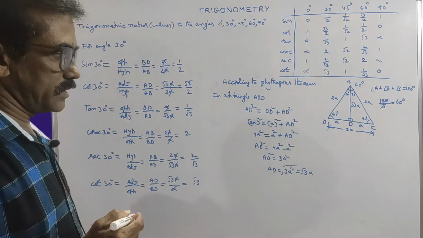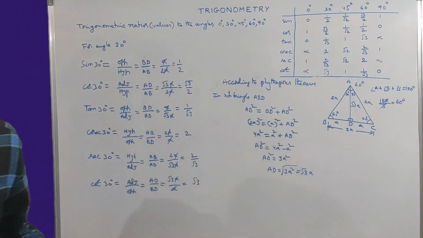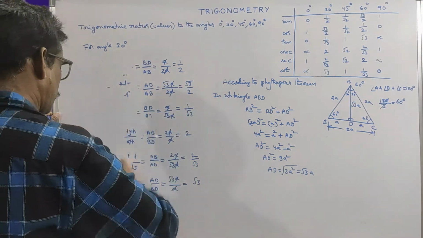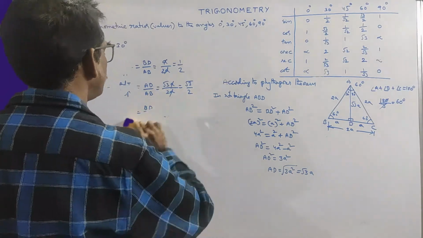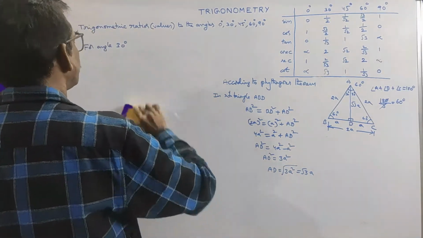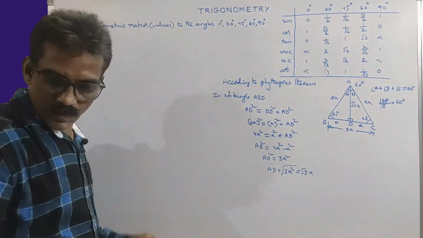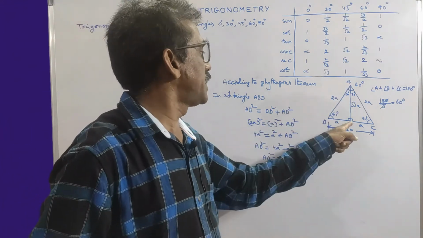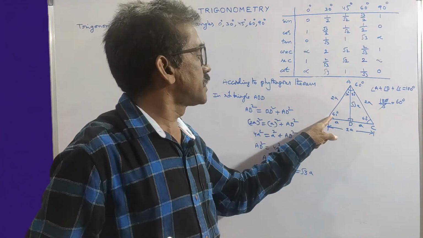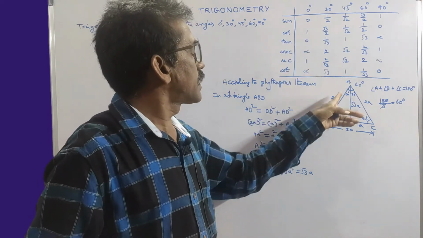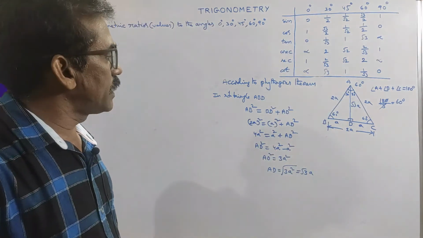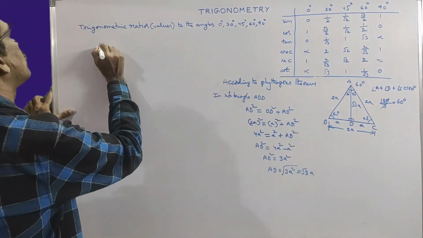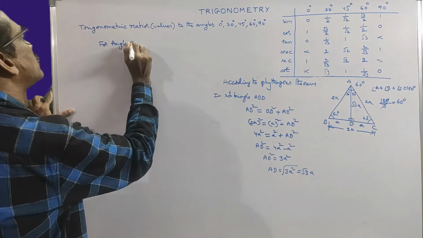Next, 60 degrees. See, in this triangle ABD, this is 30 degrees and here 60 degrees is already there. We want 60 degrees only, in a right angle triangle. So directly we can apply it, easy. See, the same triangle is useful. So from that we can directly write for angle 60 degrees.